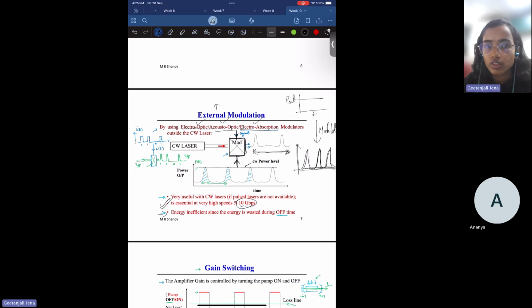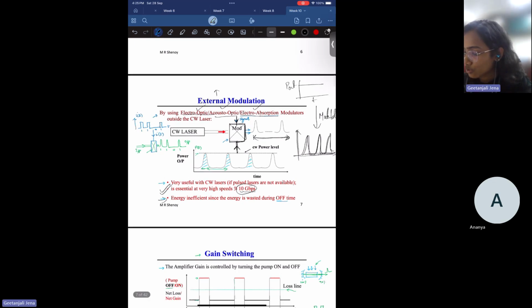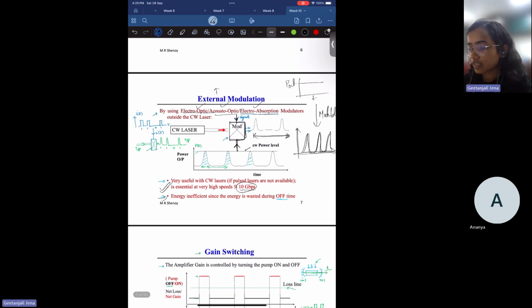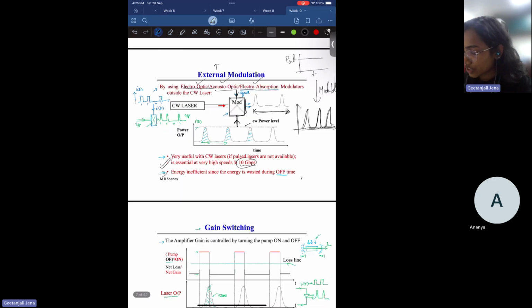So let us move to our concept. The first one, as we are discussing, is external modulation.